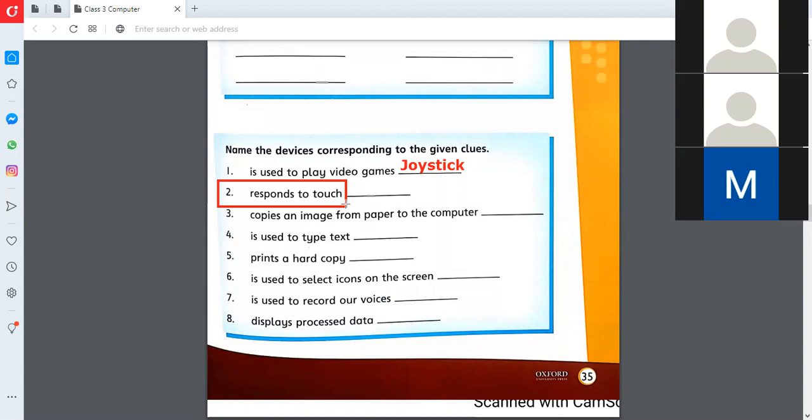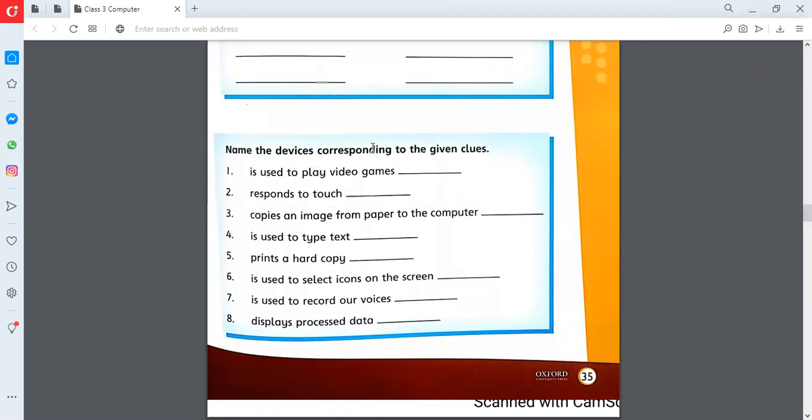When we touch that thing, it responds. So it's very easy. It's a touch screen. It responds to us with data. So it's touch screen. Okay.